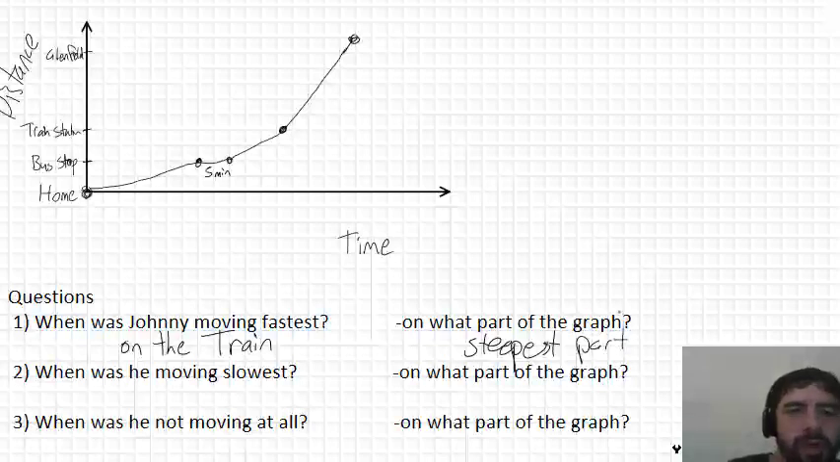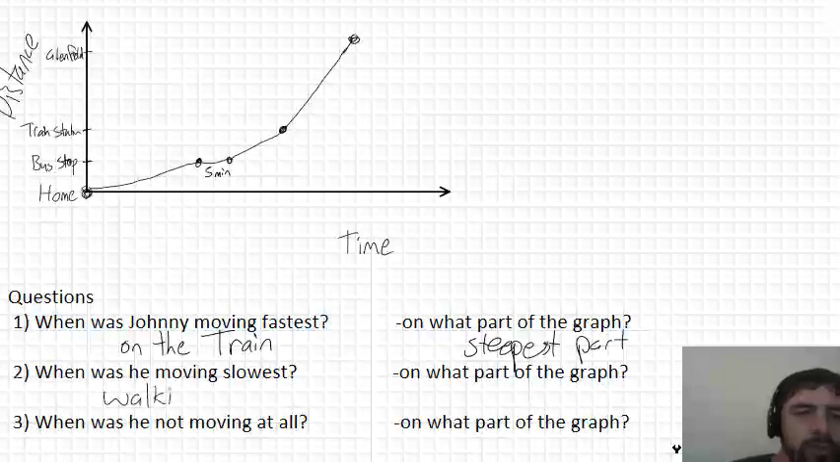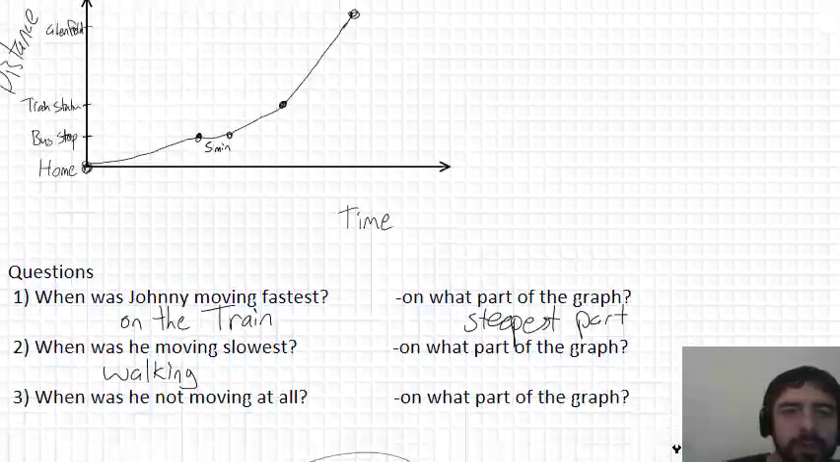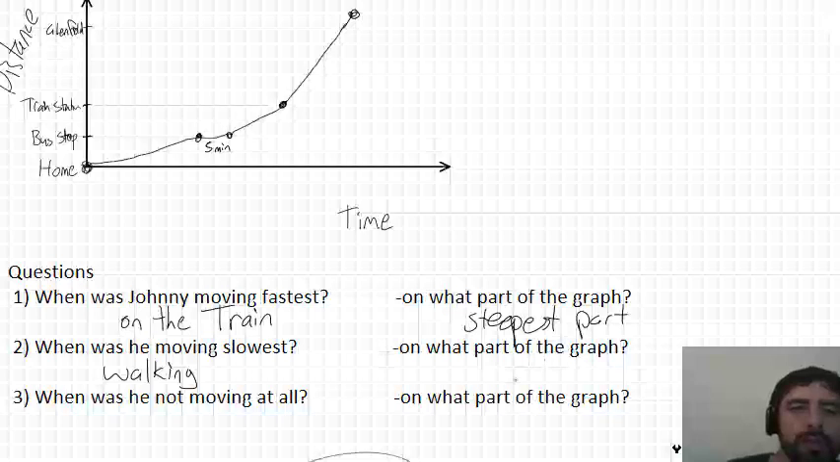When was he moving slowest? Was that first bit when he was walking? Because walking is typically slower than running. Now, I'm not including being stationary because the next question actually says when was he not moving at all. So he was slowest when he was walking, which is on the least steep section.